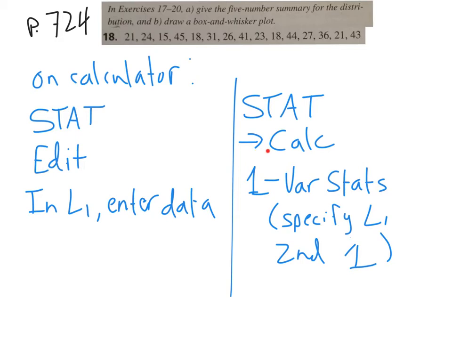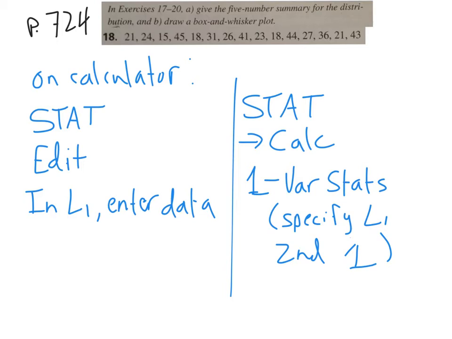Once you have that, you're going to press Stat again, and this time you're going to use the arrow keys to go right to Calc. If you look at the top when you press Stat, you should have Edit, Calc, etc. So you want to go to Calc, and then your very first option, I believe, should be one variable stats. And this is great. This will actually calculate a lot of important or useful statistics for us.